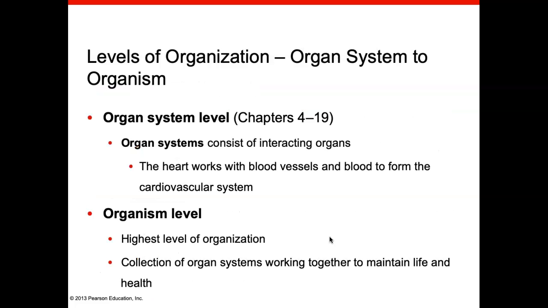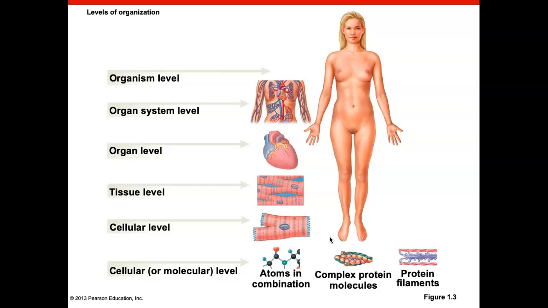Above the organ level is the organ system. There are 11 different organ systems, for example, cardiovascular. And organ systems combine to form the organism. And here you can see visually the level of organization that you need to know.